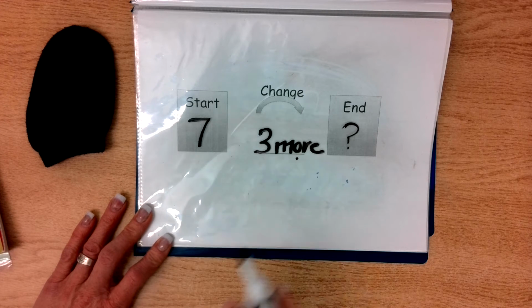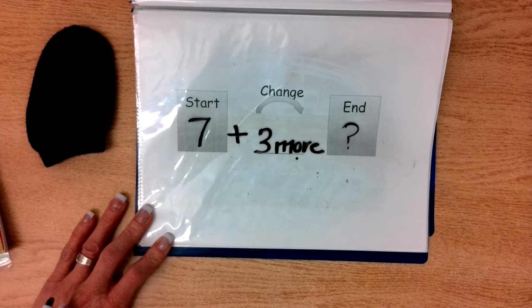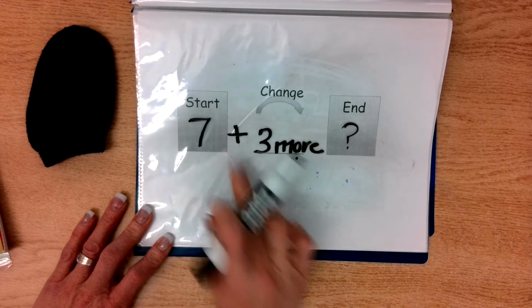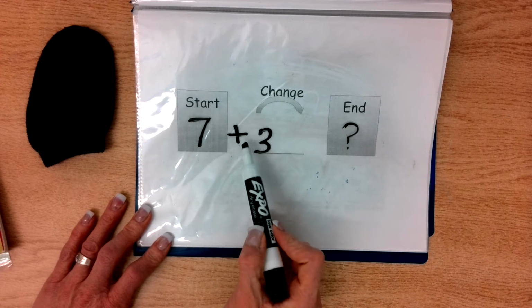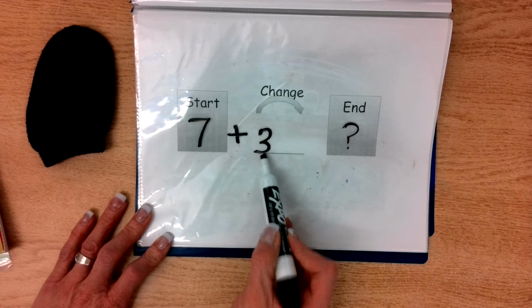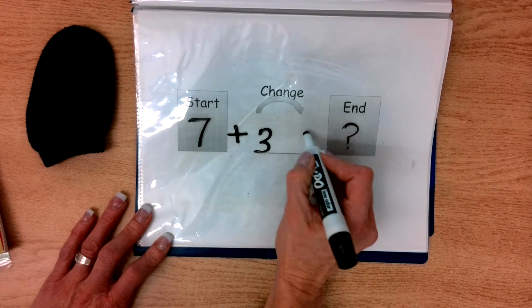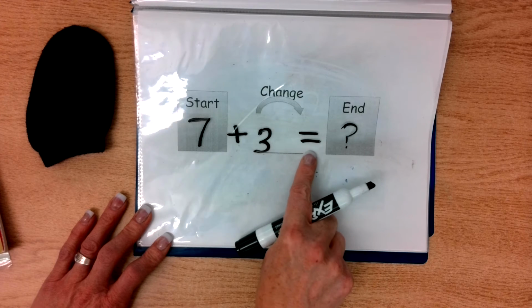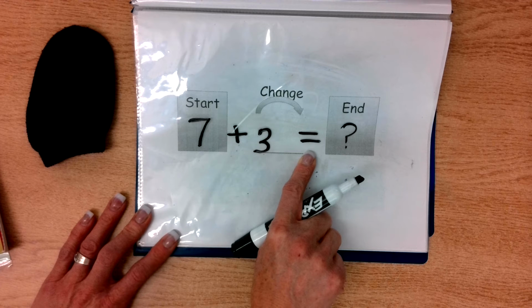So this sign right here stands for the word add. And it is a red plus. Because I have this sign, I'm going to take away the word more. So this right here stands for the word add. But when I read it, I'm going to say 7 plus 3. Okay? Now, we also need this symbol. That symbol is equal to.